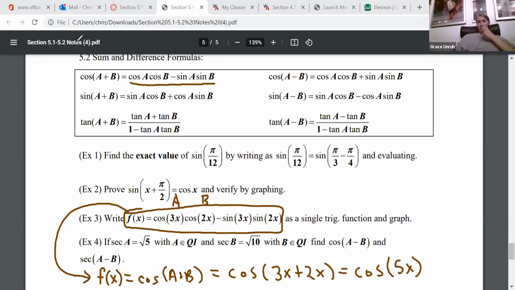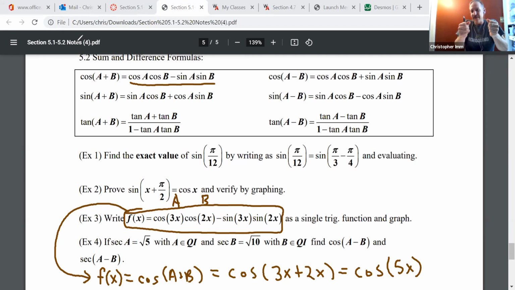The period would get smaller. That's right. And what would the new period be, Grace? 2 pi over 5. Exactly. Great, great. So we have a 5 there, and a 5 is that inside change, right? So it's a multiplicative inside change.